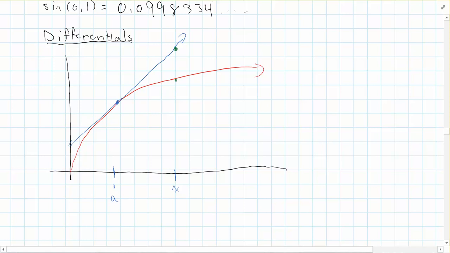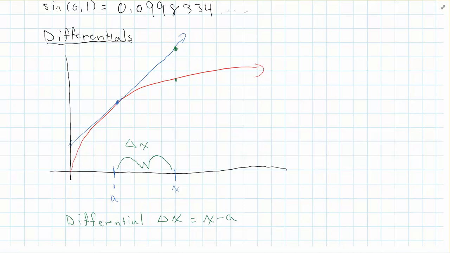Basically some fancy things here is that we call this distance right here delta x. So we call this the differential delta x, which is just equal to x minus a. So a differential just means the difference. Fancy name for difference.